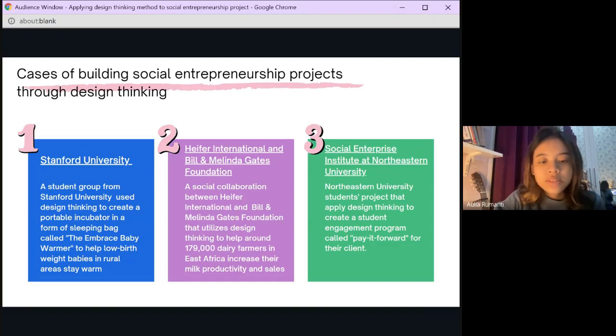And then the last case is from Northeastern University. Northeastern University applied design thinking methodology into their social enterprise institute students project for solving social problems in the field. Their program is called Pay It Forward, which consists of training and a micro franchise model to engage women to upcycle billboards into bags, and a platform for fostering community engagement and mitigating the effects of high leadership turnover in youth-focused urban farming projects.